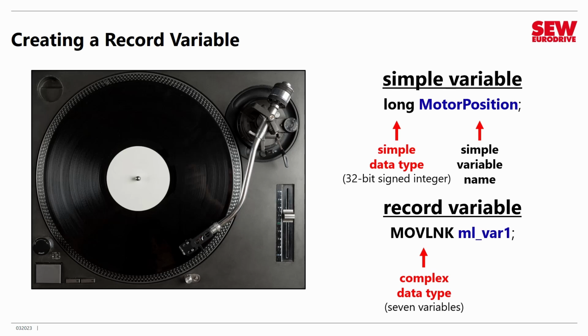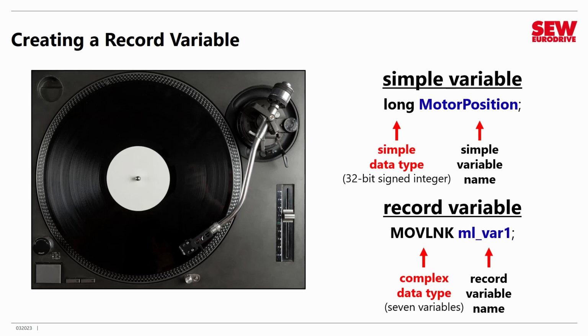So you use that instead of long. That clues IPOS that you're not doing a simple data type variable. You're doing a complex data type variable. And then you put a name right after it in just the same way. This is the record variable name, and you can name it whatever you like using the same conventions that you've become used to. And you would do this at the beginning of your program in the same place you're defining your simple variables. That is how you create a record variable.